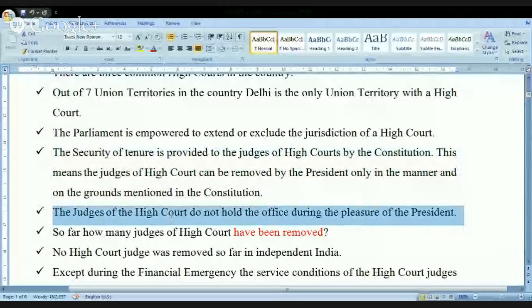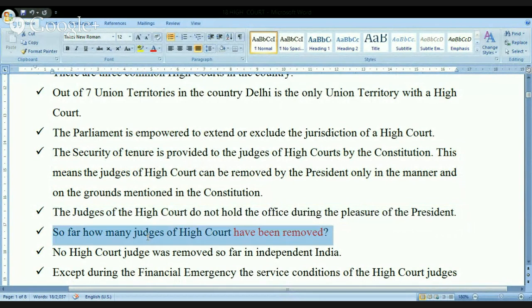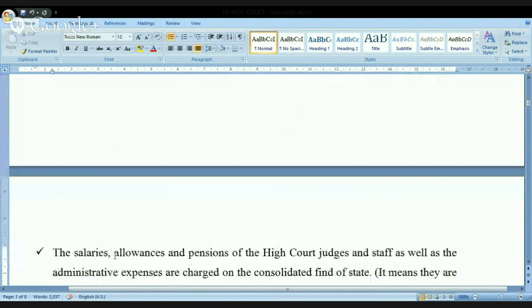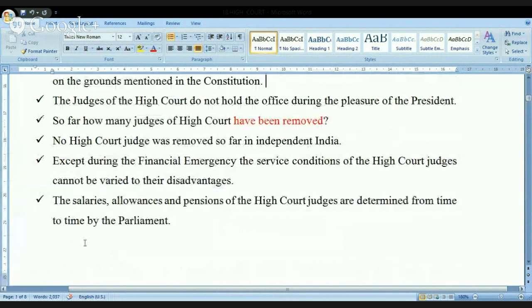The judges of the High Court do not hold the office during the pleasure of the President. Meaning the concept of pleasure of the President is not coming into the picture. They retire only after attaining the age of 62. Now look at this. So far, how many judges of High Court have been removed? Answer is 0. No High Court judge has been removed so far. This is what I have given in the next line. Look at this. No High Court judge was removed so far in independent India.